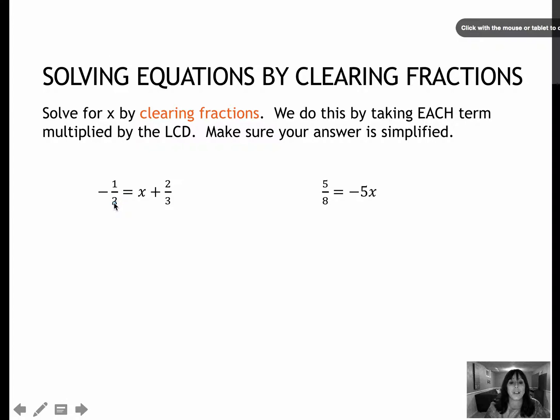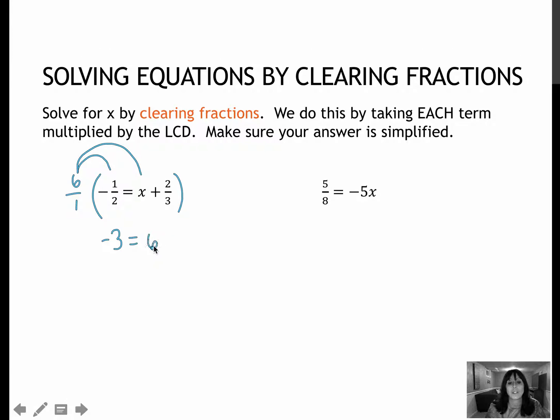What I would do is find all of the denominators, in this case 2 and 3, and find the least common denominator. In this case that would be 6. So I'm going to take everything times 6, every single term. If I take 6 times -1, that gives me -6, divided by 2 gives me -3. 6 times x would give me 6x, and then 6 times 2/3, 6 times 2 is 12, divided by 3 is 4.